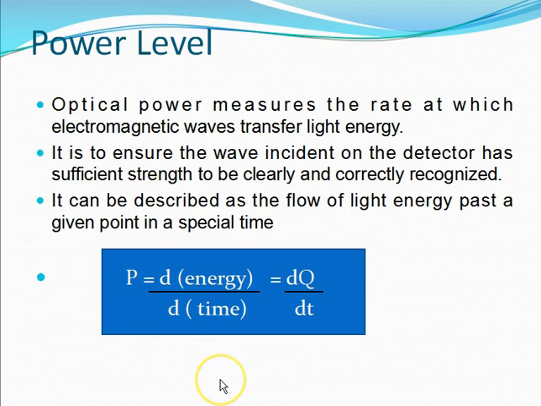So how do we calculate the power level? The optical power is a measure of the rate at which electromagnetic waves transfer light energy, to ensure the wave incident on the detector has sufficient strength to be clearly detected and also correctly recognized. So, the power level is actually the rate of change of energy flow from one point to another at a given time.